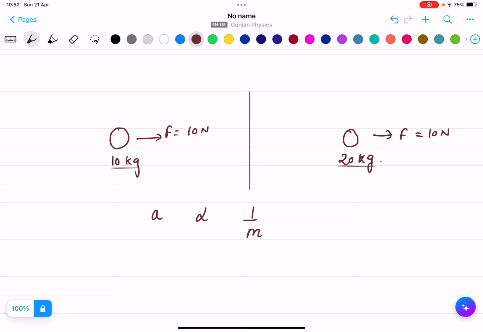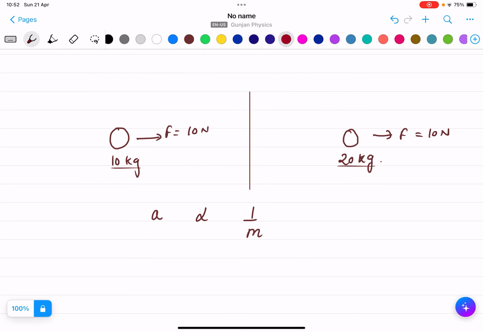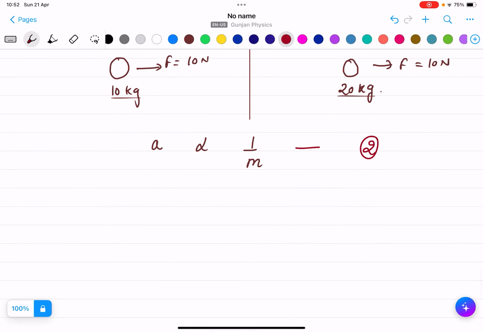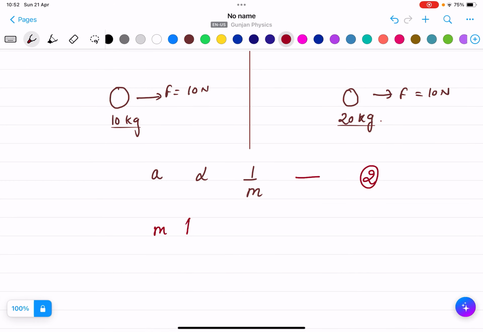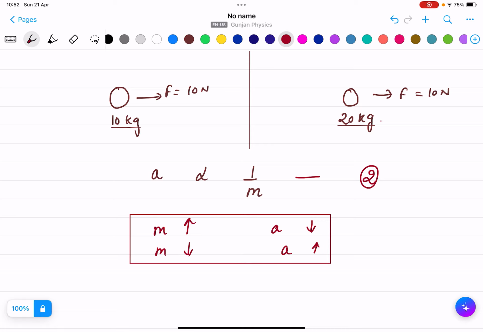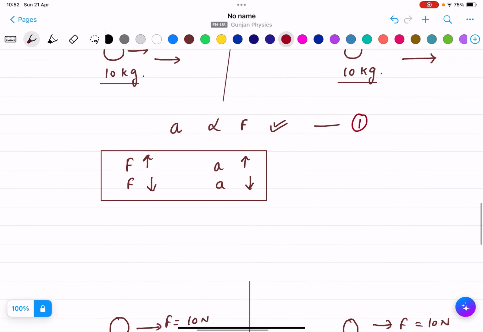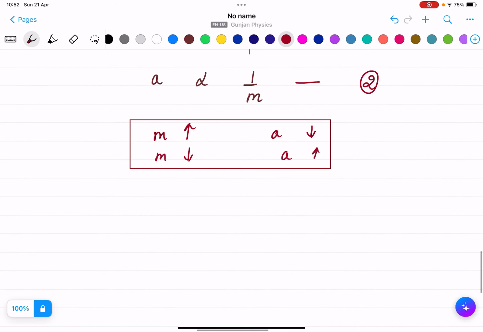And I can say it is equation number 2, right? That means if my mass is more, then the acceleration will be less, and if my mass is less, then the acceleration will be more, right? So I got these two equations, the first and the second equation.